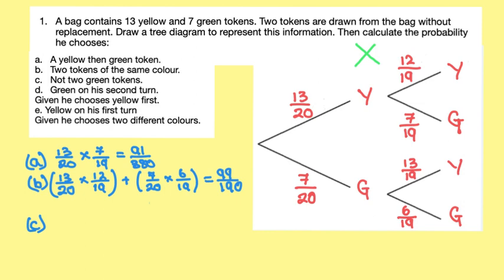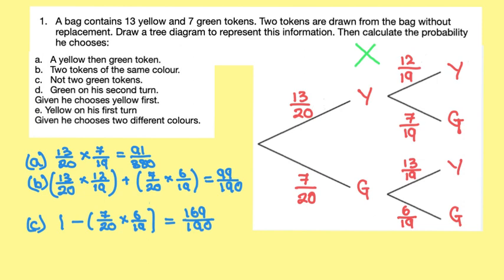Part C, we want not 2 green tokens. That means we want anything but 2 green tokens. So we want 1 minus the probability of 2 green, which is 7 out of 20 times 6 out of 19, which when you work it out comes to 169 over 190.